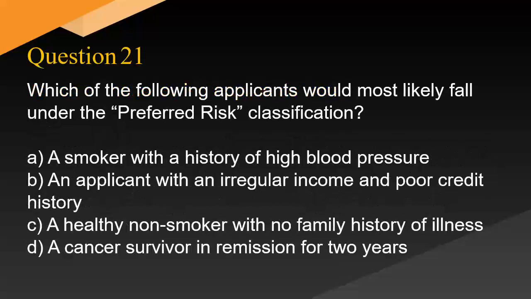Which of the following applicants would most likely fall under the preferred risk classification? A. Smoker with history of high blood pressure. B. An applicant with an irregular income and poor credit history. C. Healthy non-smoker with no family history of illness. D. Cancer survivor in remission for 2 years.